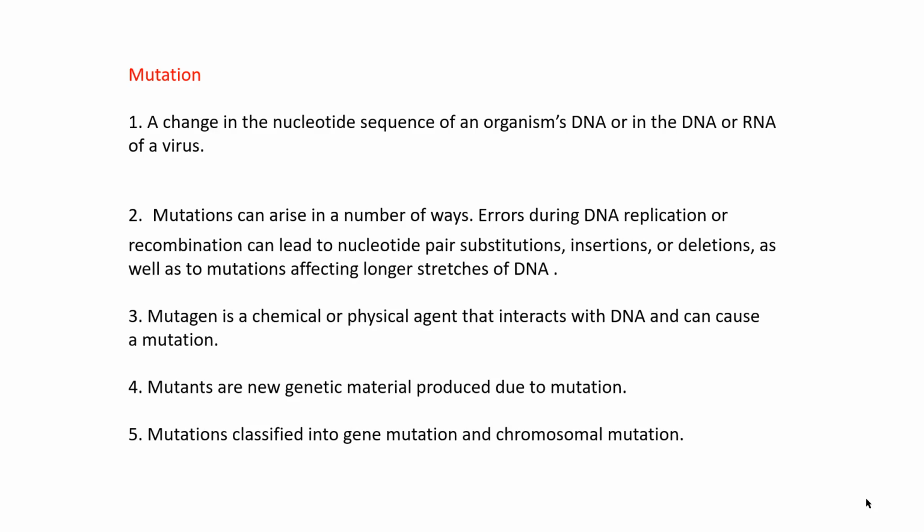Mutagen is a chemical or physical agent that interacts with DNA and can cause mutation. Mutants are new genetic material produced due to mutation, and mutations can be classified into gene mutation and chromosomal mutation. Today's lesson we only focus on gene mutation. Next lesson then we focus on the chromosomal mutation. The idea is, because I don't want you to confuse between gene mutation and chromosomal mutation.